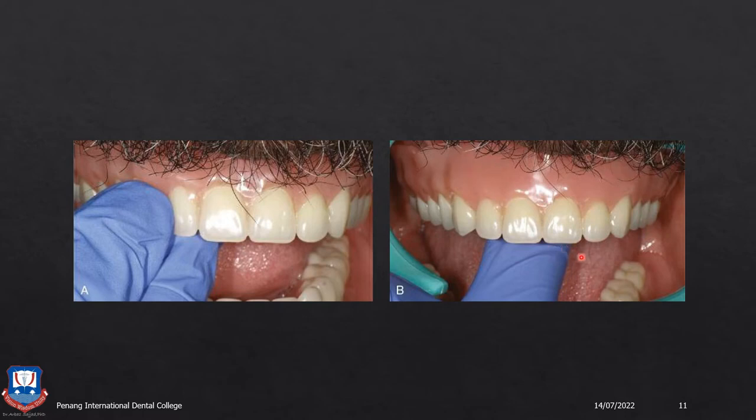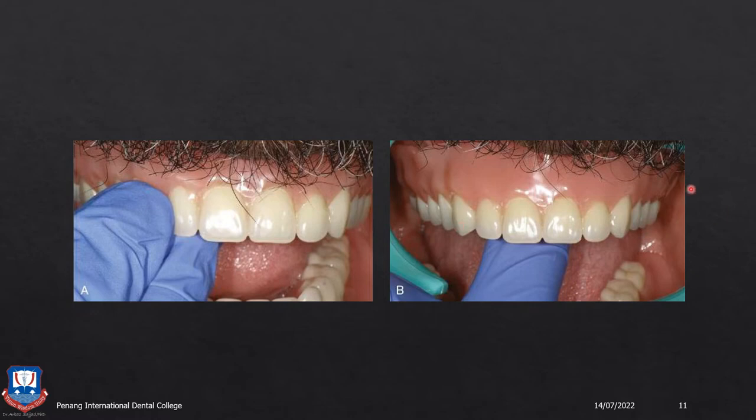So this is done by placing your index finger on the palatal surface of the maxillary central incisor and trying to tip the denture. If the denture tips very easily, that means either your denture is overextended or the post-dam area does not provide a proper seal. So that has to be addressed and corrected.